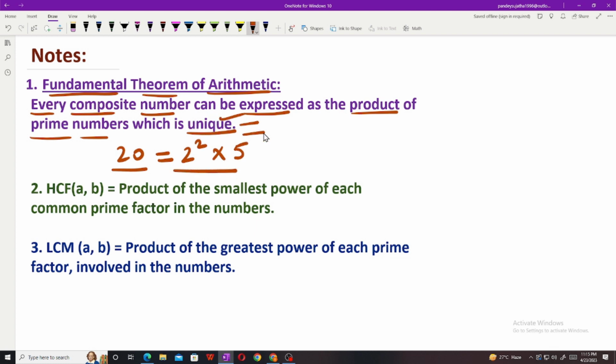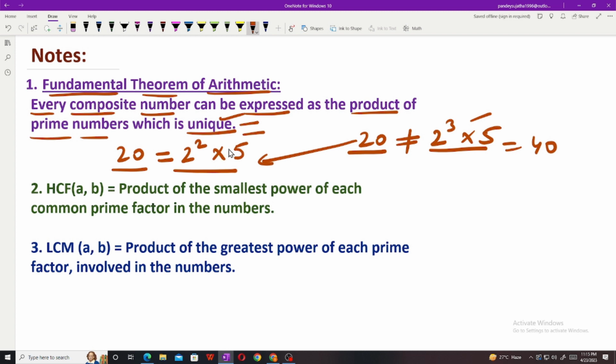Why the word unique is being used: 20 can't be equal to 2 cube into 5. If I write these factors, we know that 2 cube into 5 is 40. That is the reason the prime factors of 20 can only be 2 square into 5, which is unique. Now see how to find the HCF of two numbers.